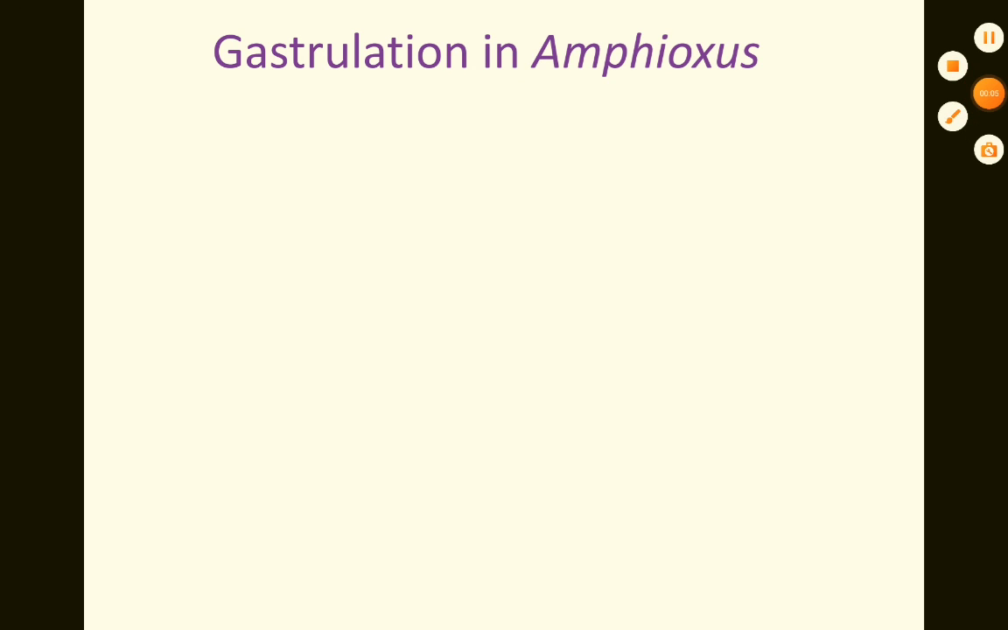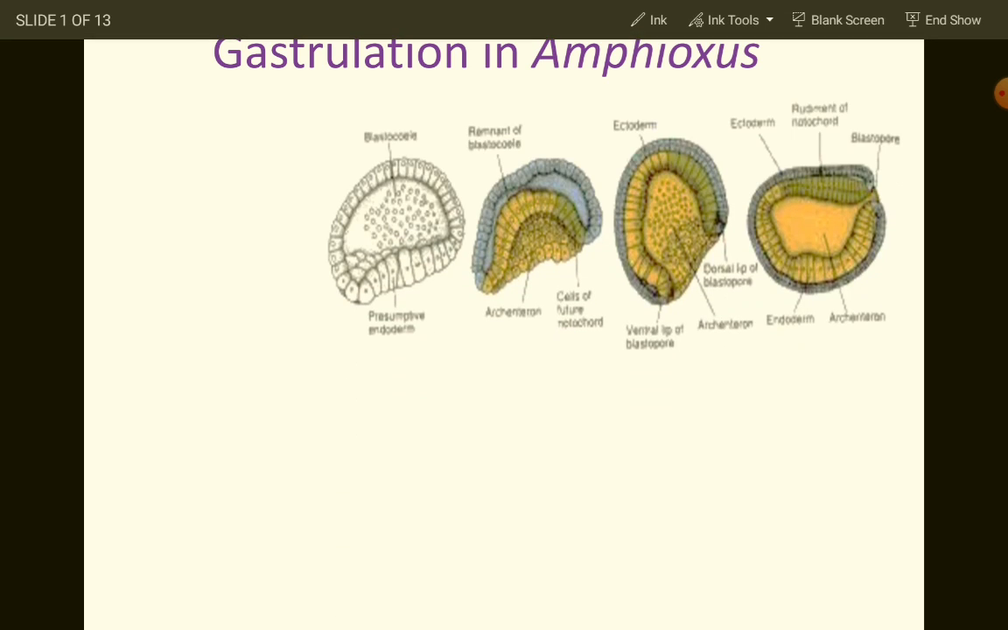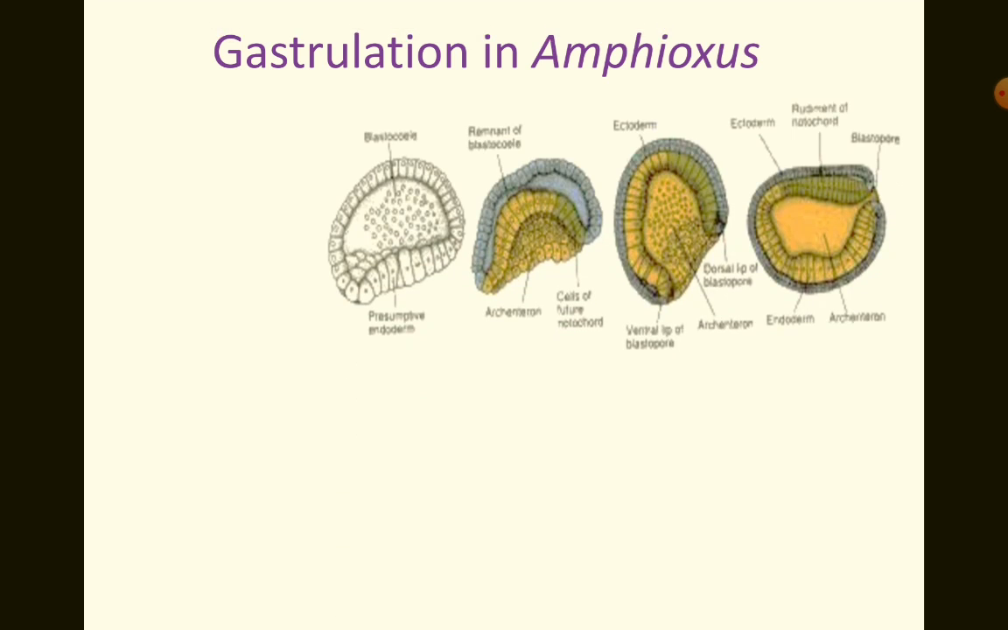Dear students, welcome back. In this session, we will learn about gastrulation in Amphioxus. Last session, we learned about the general process of gastrulation, what its importance is and how this process occurs. We also learned about the morphogenetic movements seen during this process, and that gastrulation results in the formation of three germ layers, which in turn give rise to all structures and organs of the developing embryo.